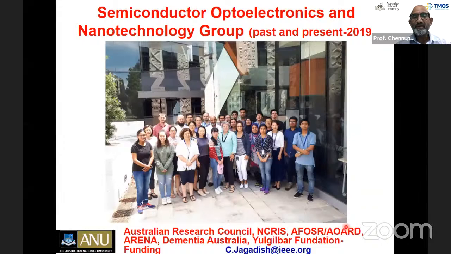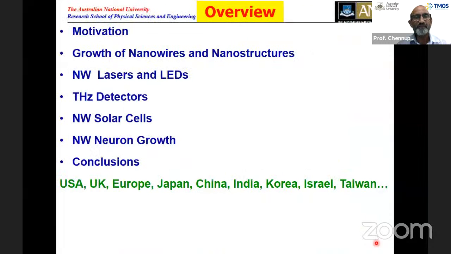This is my group at the Australian National University. Typically about 10 to 12 nationalities at any one time, bright young people, and it's a real pleasure to work with them. These are the people who really make things happen in the lab, and I want to thank them for all their contributions to our research. I also want to take this opportunity to thank our funding agencies for their support, allowing us to carry out the research.